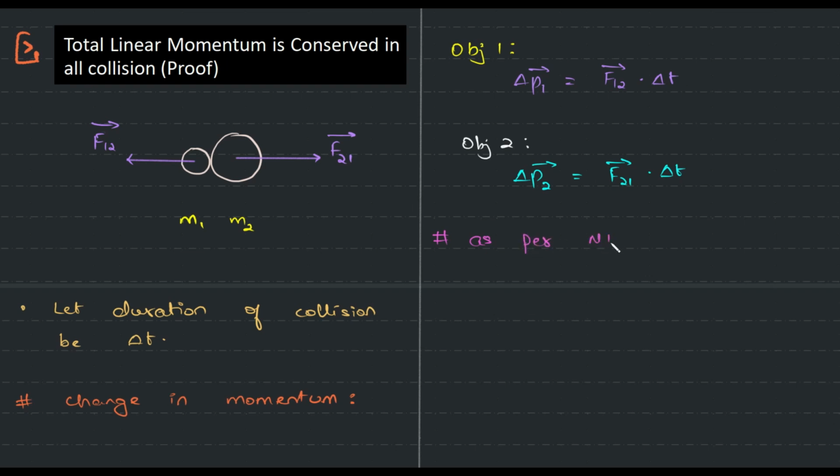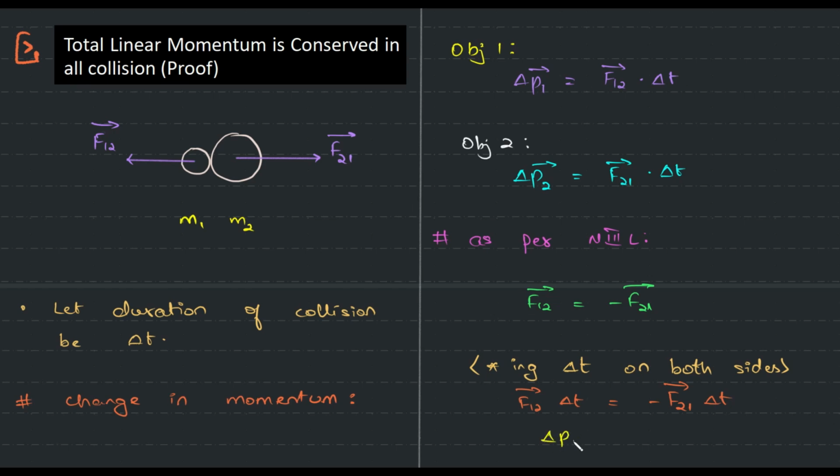So now, as per Newton's third law, what do we have? Well, we have F12 equal to minus F21, right? So if I multiply delta t on both sides, what does it lead to? We have F12 delta t is equal to minus F21 delta t. This is nothing but delta P1 and this is delta P2.